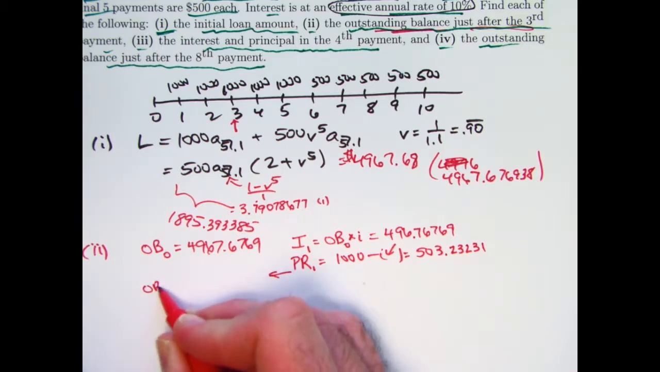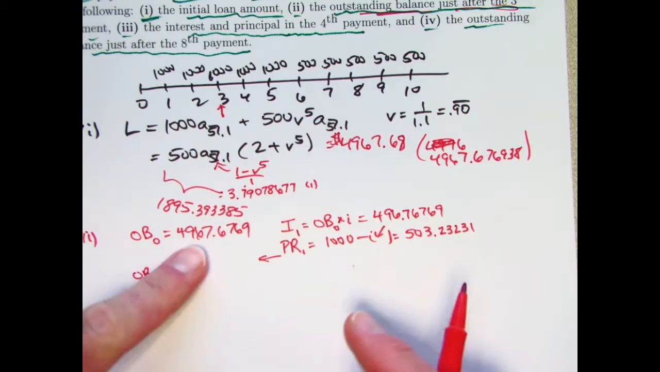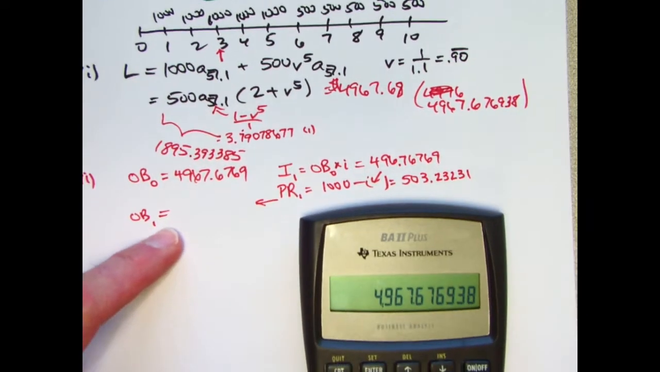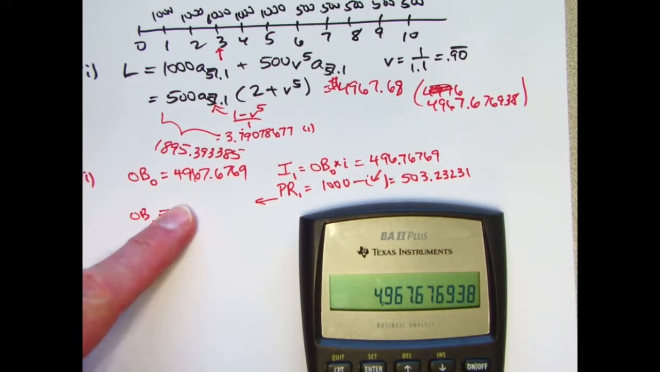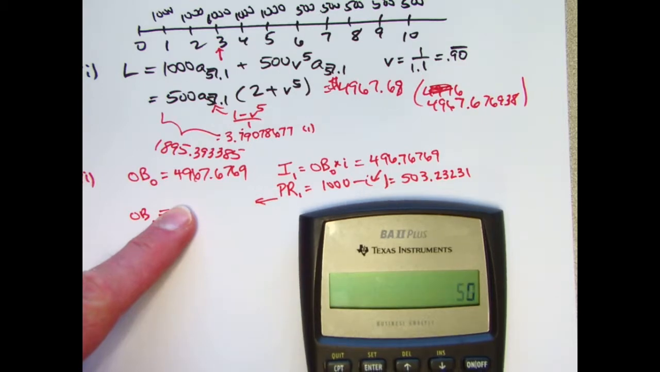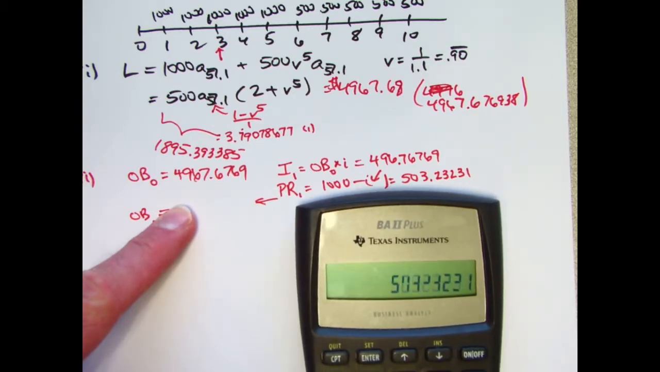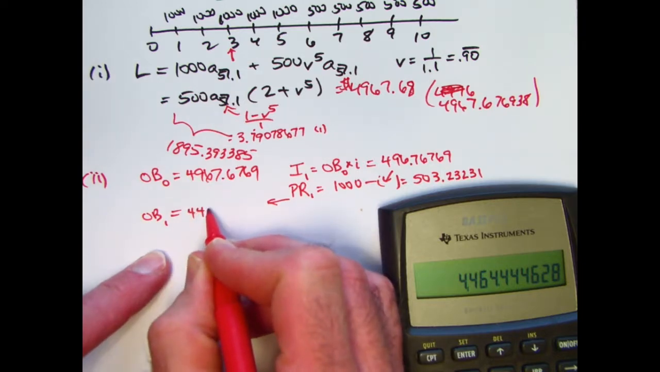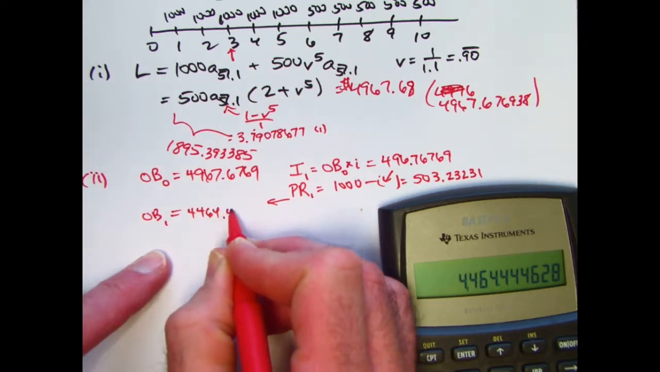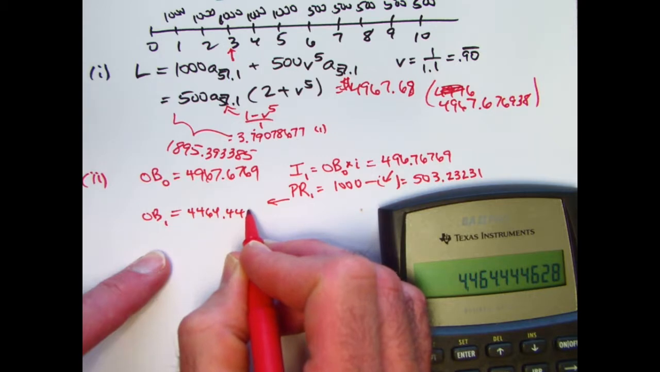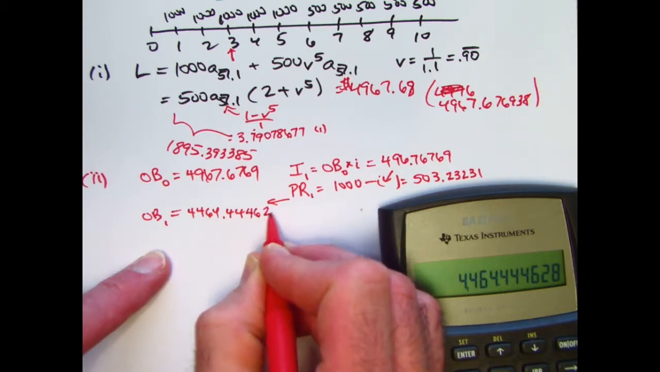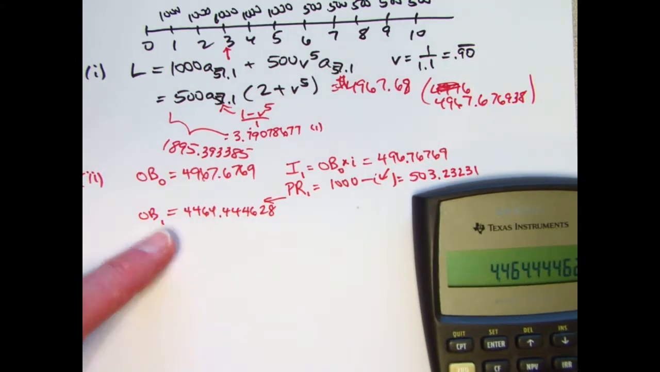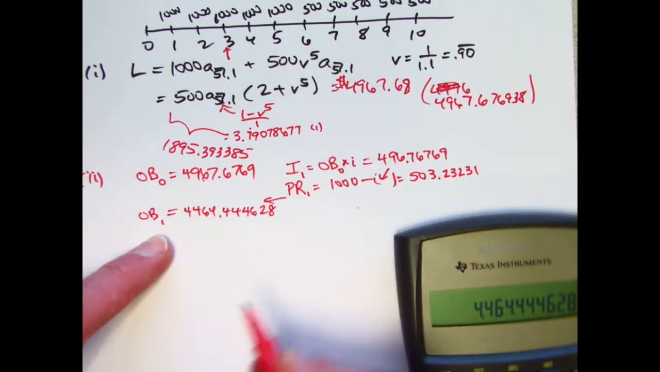So we get an outstanding balance at time 1 of the difference, this minus that. I've got the decimals here. Let me go ahead and subtract 503.23231. The outstanding balance at time 1 is going to be 4464.44. Let me go ahead and carry more decimals again. Might be too many, but oh well. So your balance went down by this much.